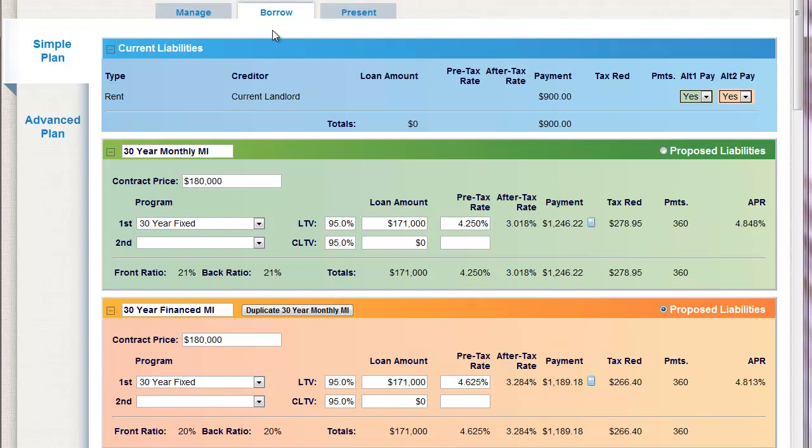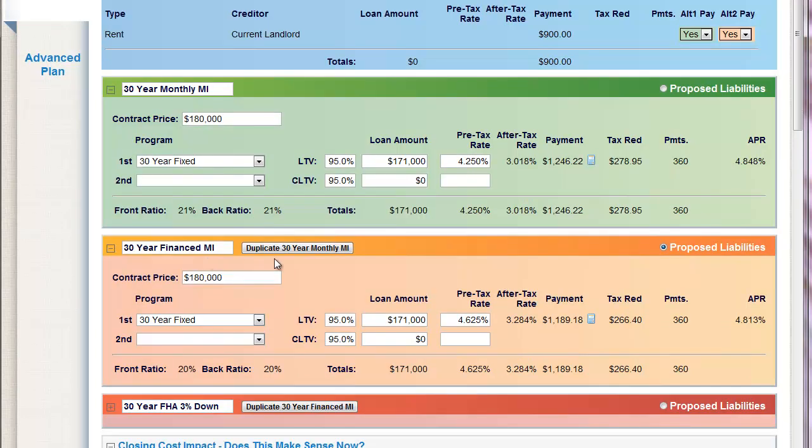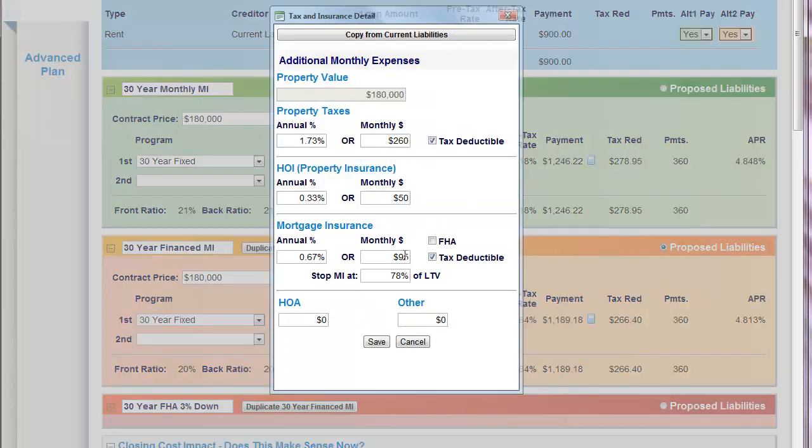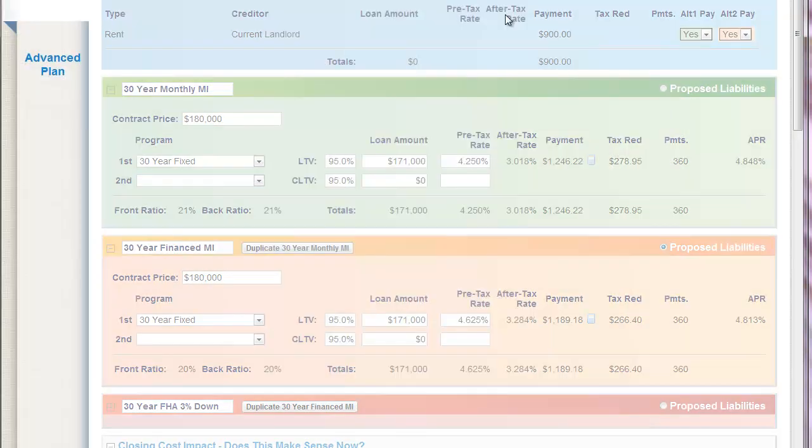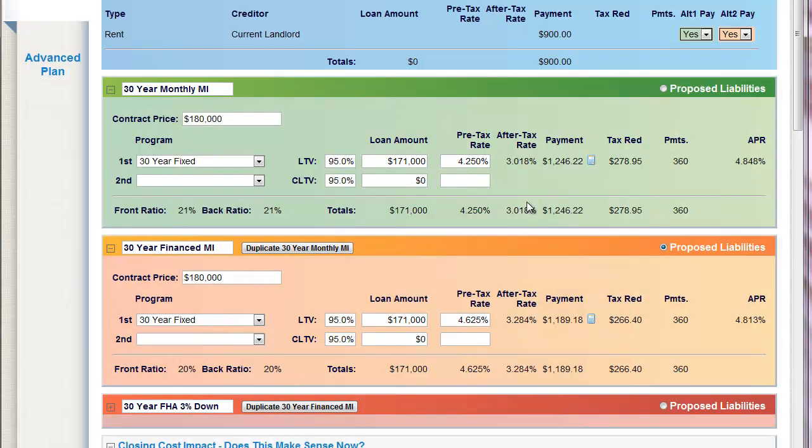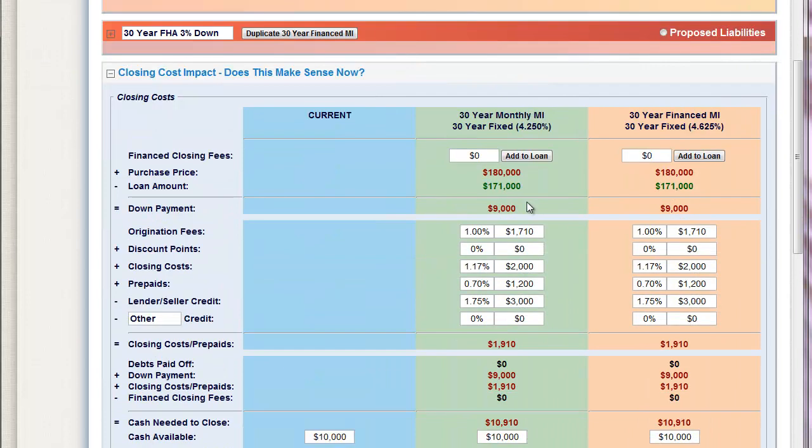So when I go to the Borrow tab, their current liabilities is the $900 a month they're paying. They've got the 30-year monthly MI and 30-year financed MI as the two options they were looking at with a 95% conventional. So you'll notice this interest rate's higher because they're basically financing that MI into the rate. This one's lower because they're going to pay that MI on a monthly basis. So this isn't a case to show you how to set this up. I just want you to understand the difference here.